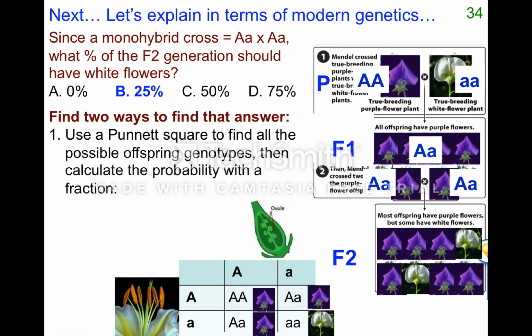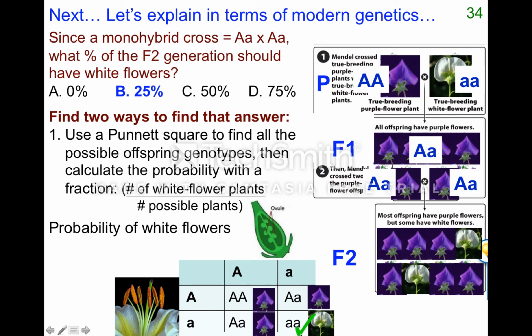Once we're done the Punnett square, once we've filled out the possible offspring genotypes and figured out their phenotypes, we can calculate the probability of any of these happening. We calculate it with a fraction. We put the number of possible offspring that have the trait we're looking for, in this case white flowers, so this one here will have white flowers, and we divide it by the total number of possible plant types. There are 4 different possible outcomes. So overall, the probability of getting white flowers is 1 white flower plant out of 4 equally likely possibilities, and that gives us 0.25, or as a percentage, 25%.